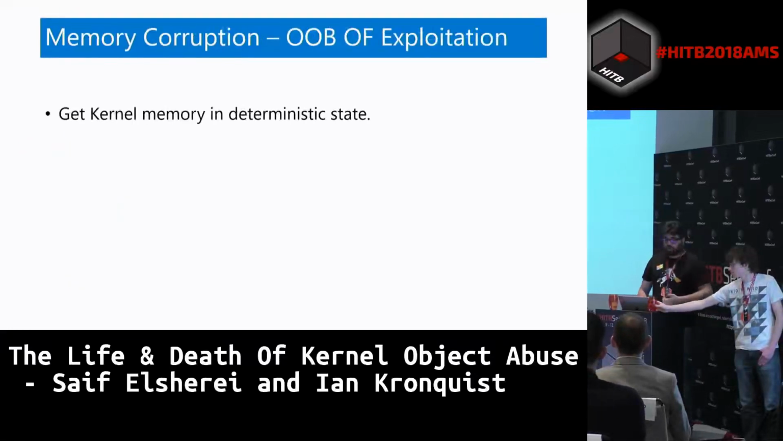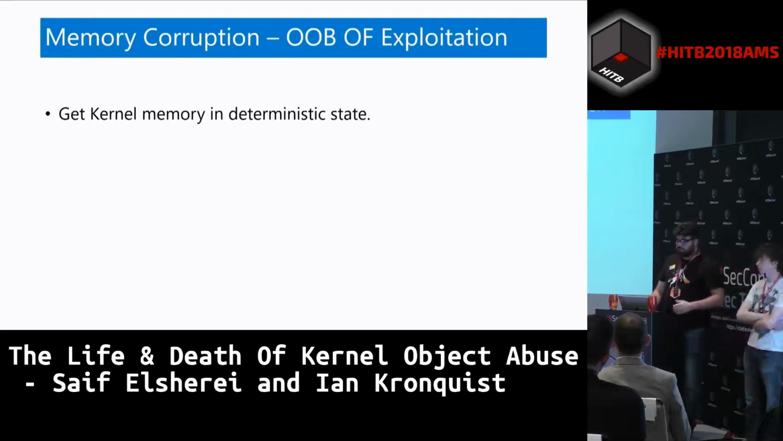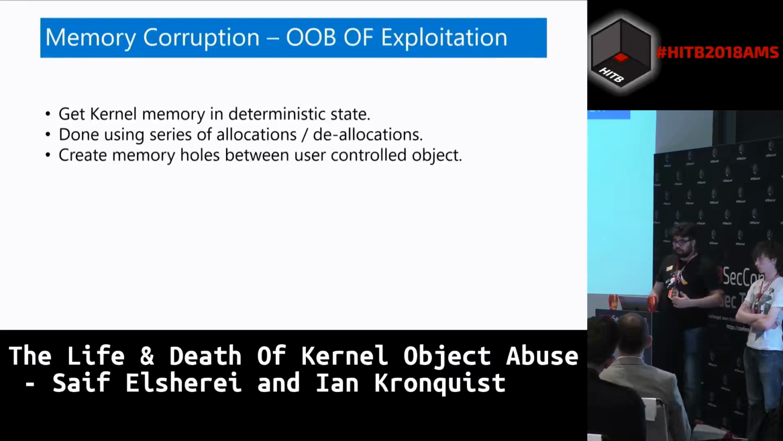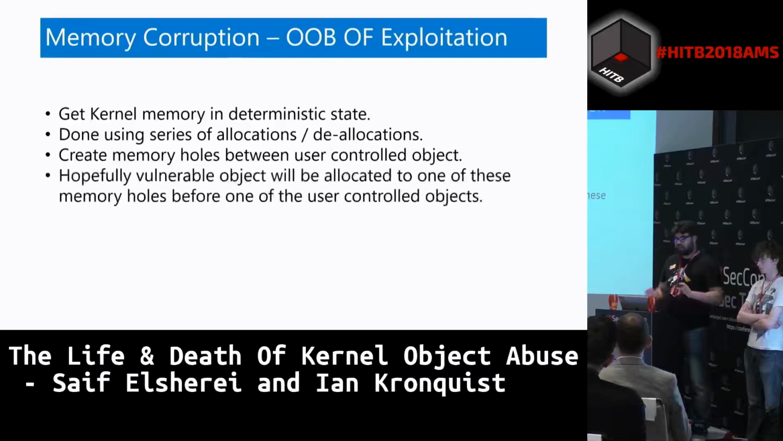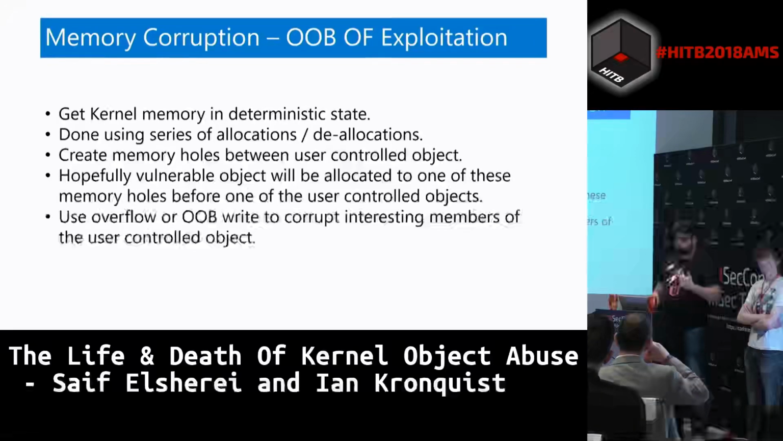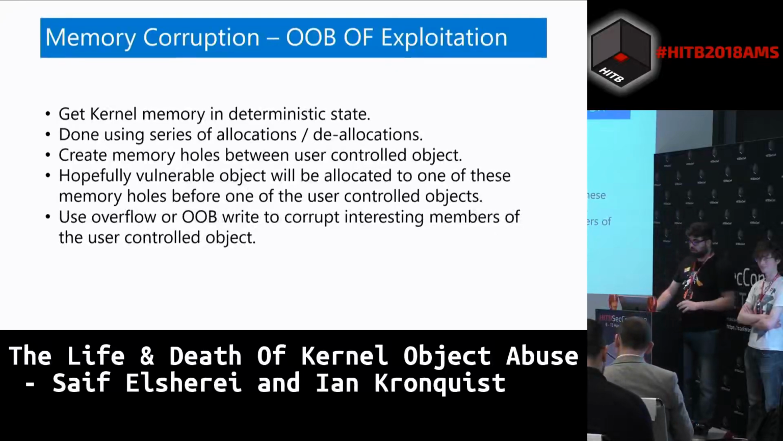Now, how would we exploit out of bounds and overflows? So first we need to get the kernel memory in a deterministic state. This can be done using pool spraying, and it usually involves a series of allocations and deallocations in kernel memory. And then we create memory holes by freeing parts of these objects, and hopefully the vulnerable object will be allocated in one of these memory holes just before a user-controlled object. And then when we get to the overflow or the out-of-bound write, we corrupt interesting members of the user-controlled objects.